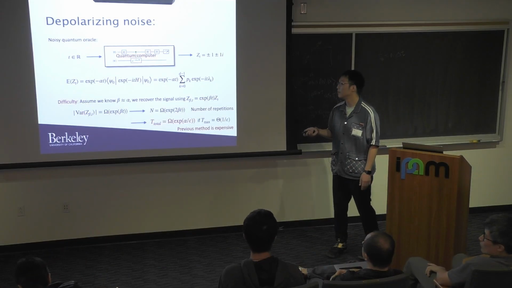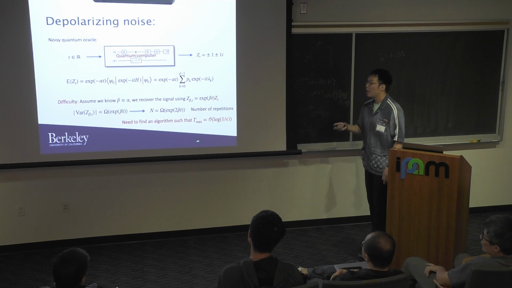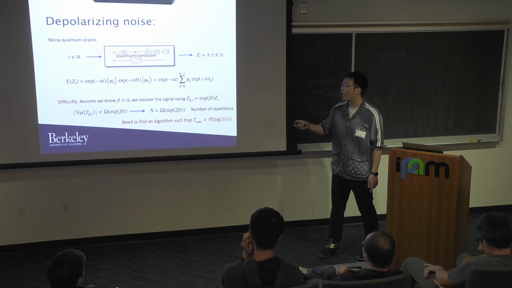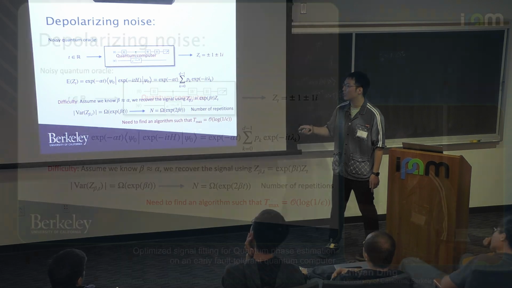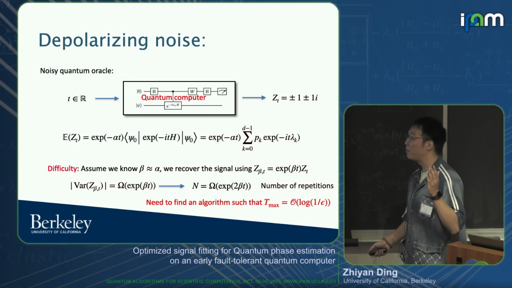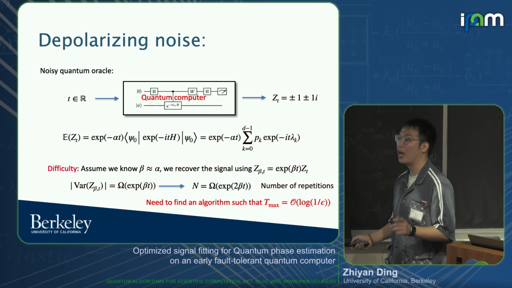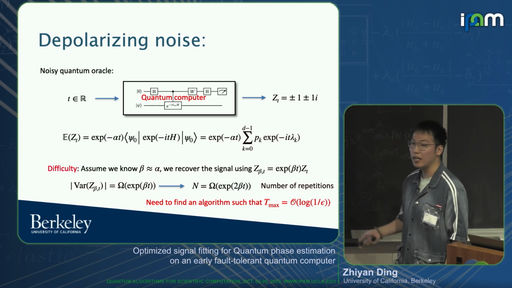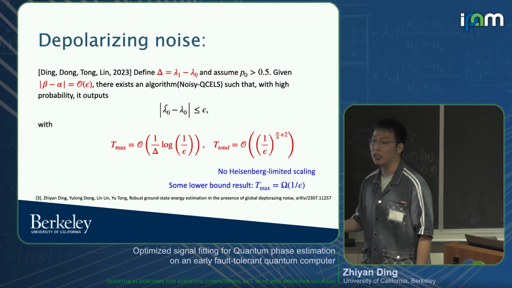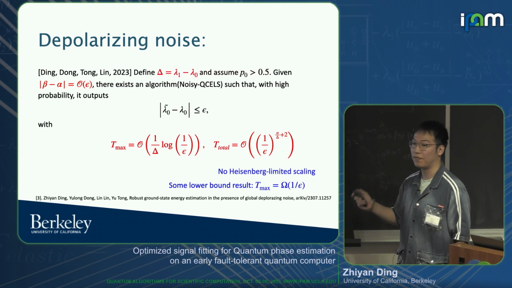So then, basically, you can see that to overcome this exponential blow up effect, we do need to find an algorithm such that my Tmax is order log 1 over epsilon. And in Peter's talk, you already saw one algorithm that can achieve this. Here we can show that our QCELS can also achieve this.